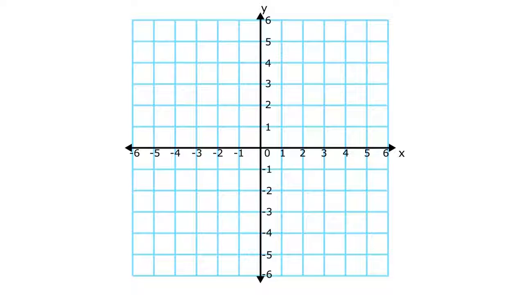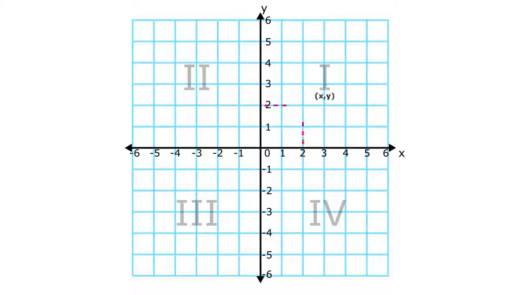The point at which both axes intersect is called the origin. The x and y axes divide the coordinate plane into four parts called quadrants. These quadrants are commonly represented using Roman numerals. Starting in the upper right corner, they are quadrants 1, 2, 3, and 4. Let's take a closer look at these quadrants.